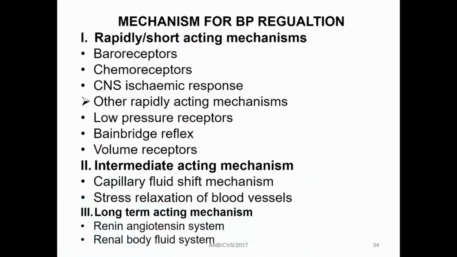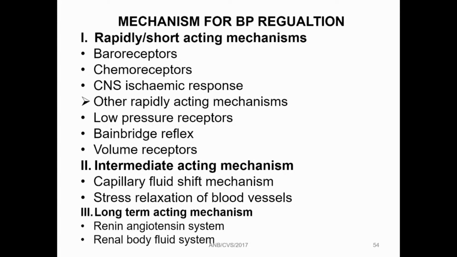In the local mechanism, we have seen autoregulation and the role of some vasodilator substances secreted by the blood vessels and the body. Similarly, we have seen two important theories, the myogenic theory and the metabolic theory. Now coming to the other group of mechanisms, which broadly involves the chemical or neural mechanism.